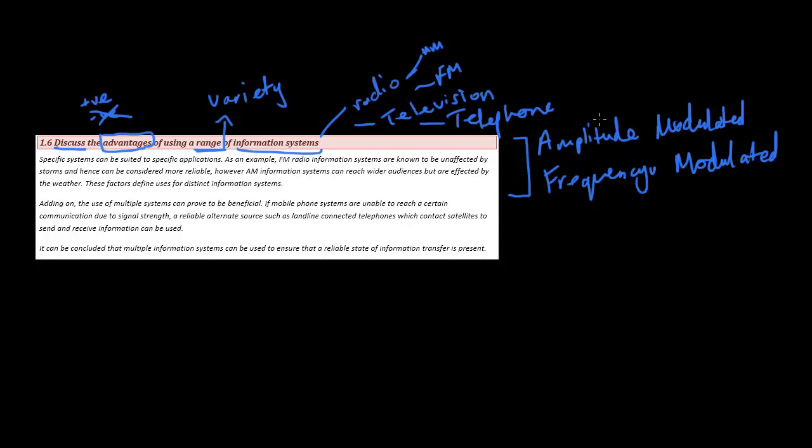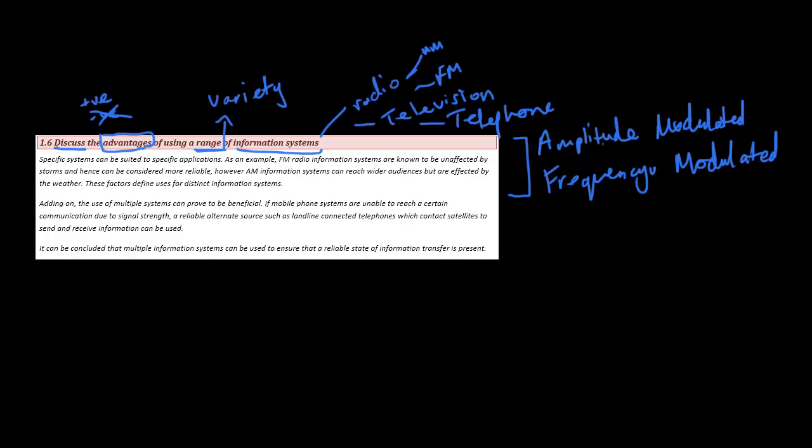And when I say advantages in each, I mean in AM radio, you can reach a very long distance, but you cannot reach that long distance under bad weather. And in frequency modulated, sure, it's a shorter distance, but it's more reliable, because even if there's bad weather, you can still reach people. So that's all this dot point's asking about, and that's pretty much all you need to know.